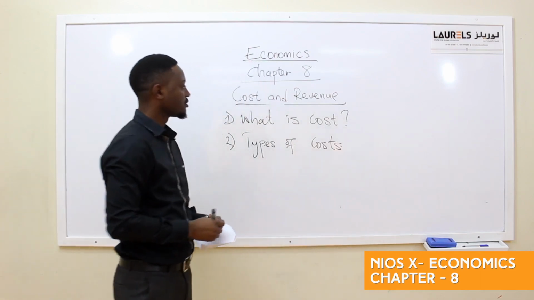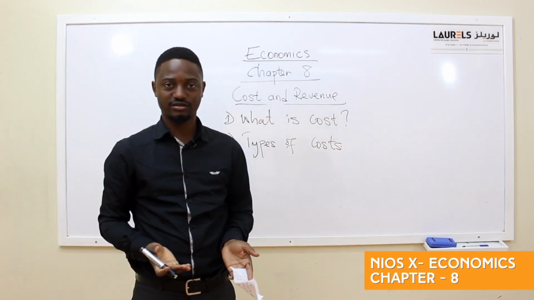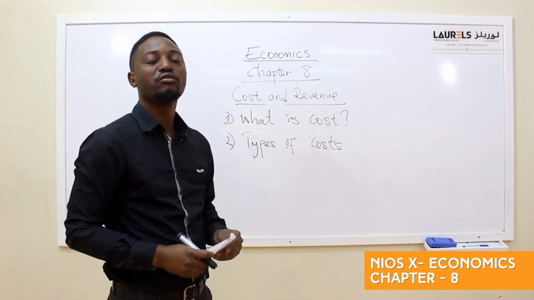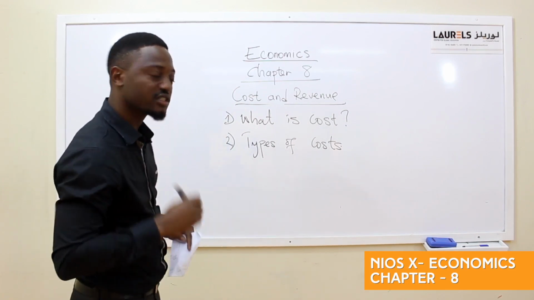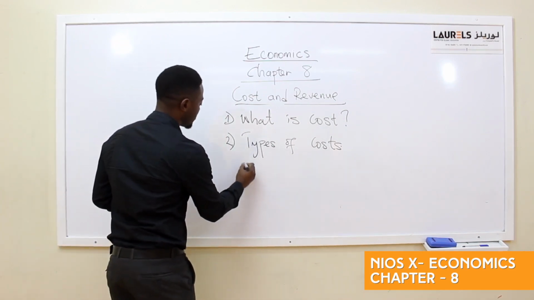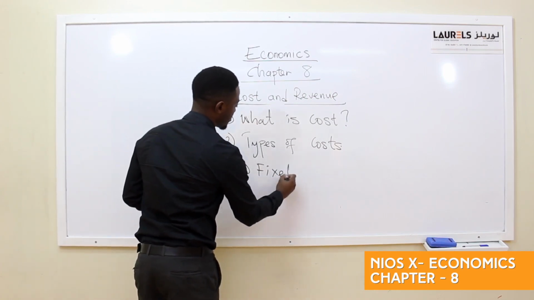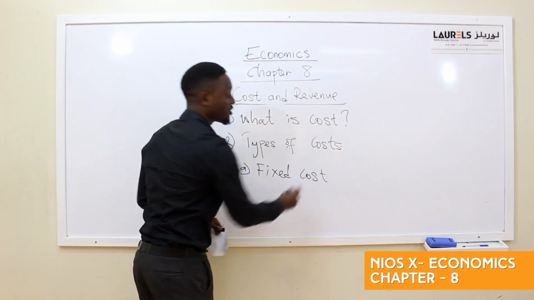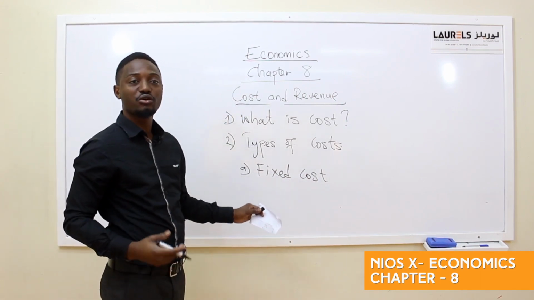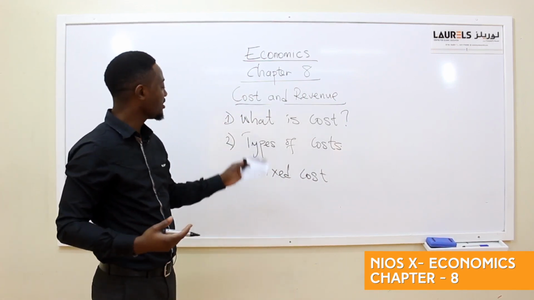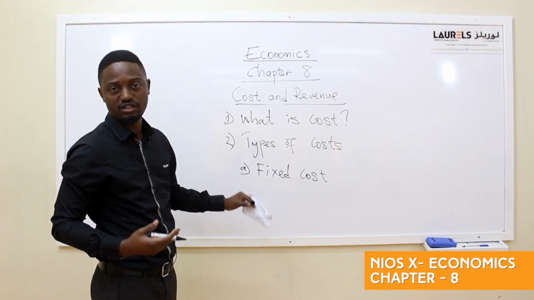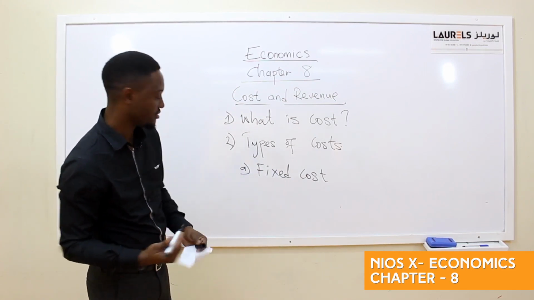So, what are the different types of cost? We would look at 4 types of cost. The first type of cost we would look at is known as the fixed cost. So I will just write down the 4 types of costs which we are expected to know, and then we will discuss each one after the other and learn how to calculate each of them.